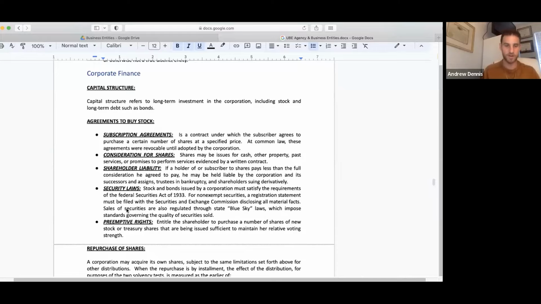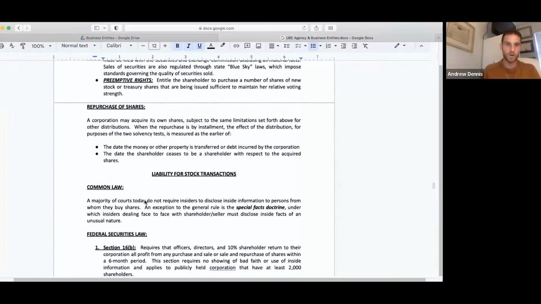Well, that's preemptive right. He has the right to buy 10 more to maintain his proportional stake in the company, right? That's preemptive rights. You have anti-dilution rights. If they issue more stock, they can't dilute your share without you having the right to maintain your proportional stake. Any questions about preemptive rights, Act of 1933, stocks or bonds?